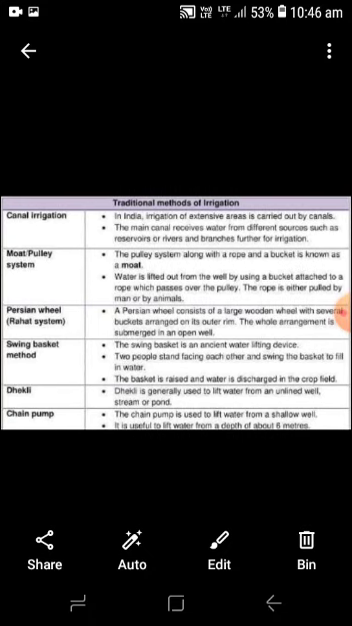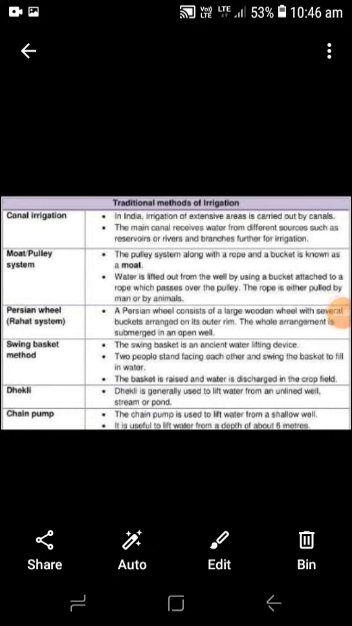Now we see the traditional methods of irrigation. In the traditional methods, there are canal irrigation, pulley system irrigation, Persian wheel, that means the Rahat system, the sieving basket method of irrigation, dhekli, as well as the chain pump system of irrigation. All these are traditional methods of irrigation.